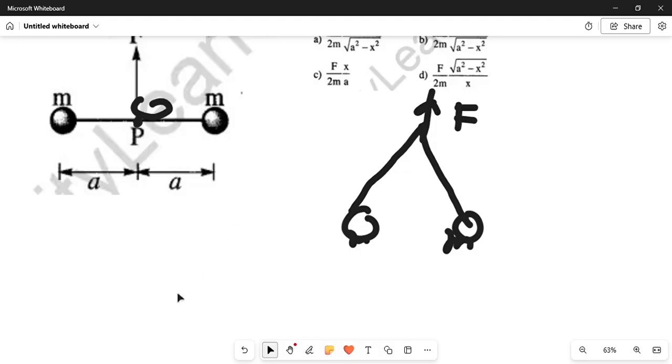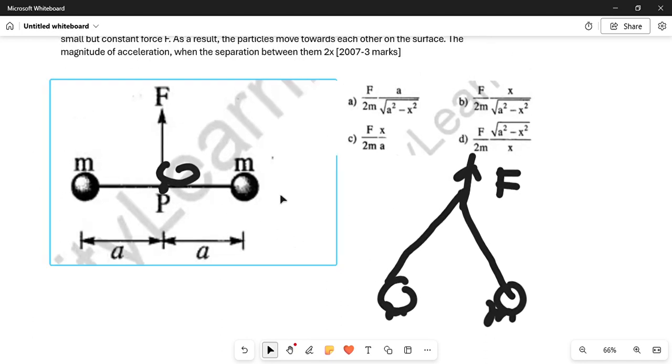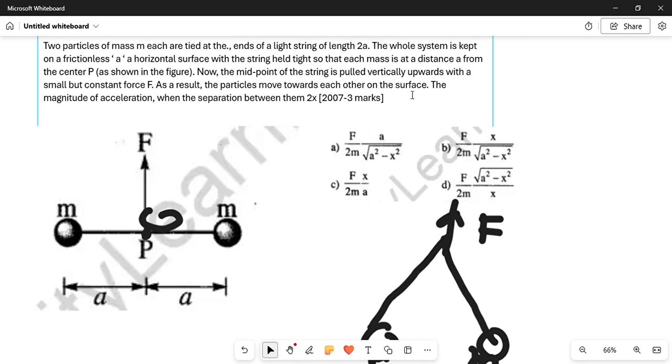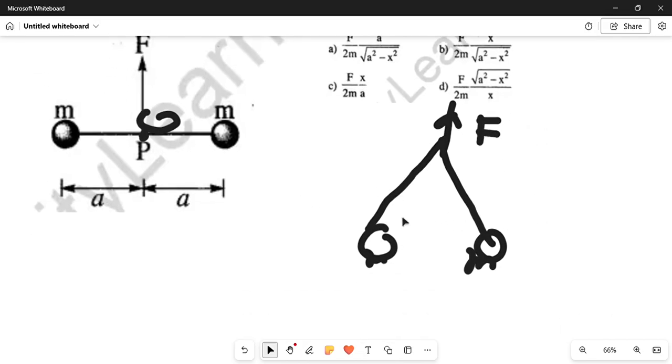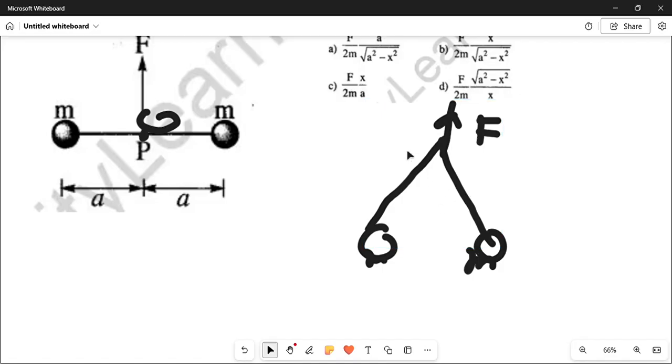When we pull the midpoint of the string vertically upwards with a small but constant force, at this point we apply a force. So the system now becomes this. The tension in this string will be T, upward, and in this string will also be T.